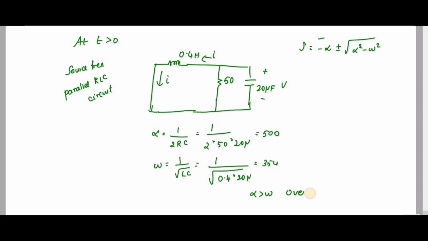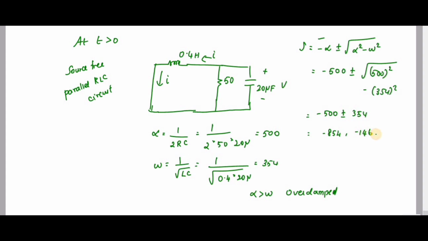So there are three conditions. Here alpha is greater than omega, which means it is over damped. So you substitute the alpha value and omega value, and with the help of a calculator you find the answer. That is equal to minus 500 plus or minus 354. So minus 500 plus 354 and minus 500 minus 354. So the answer is minus 854 and minus 146. So this is the value of S1 and S2.